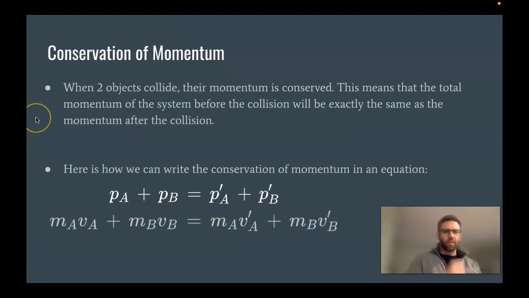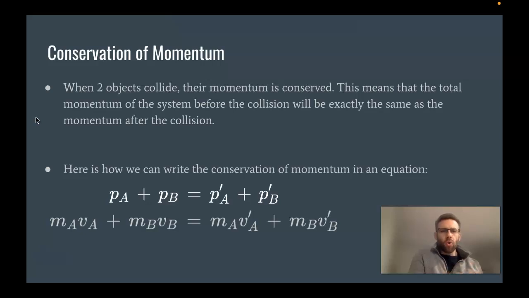All right, so here I have a bunch of equations at the bottom of the screen, and I'll break down what these equations mean. But what these equations really mean, and one major idea here, is the conservation of momentum. So when two objects collide, their momentum is conserved. What exactly does that mean?